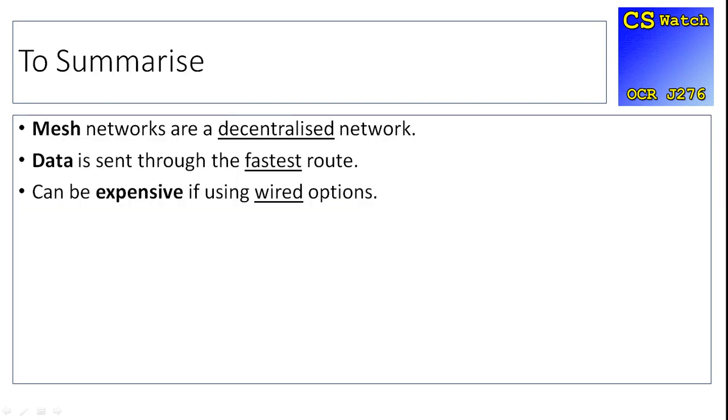So to summarize, mesh networks are a decentralized network, which means that there's no one centralized server, everything is spread out. There's two types to make sure you remember. There's the full mesh and then the partial mesh. The full mesh, everything's connected to each other. Partial mesh, not everything is connected. Data is sent through the fastest route possible across the network. And it can be expensive if it's using wired options, because you'd end up buying hundreds of meters of network cable if you're going to even have a medium-sized network setup.